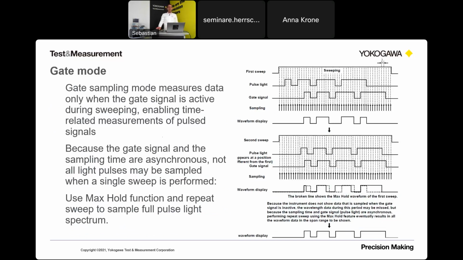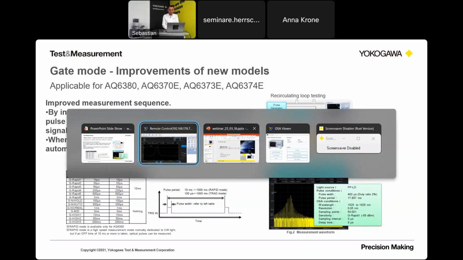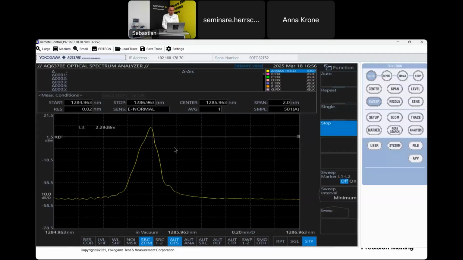This operation mode can be time-consuming, especially with older models which just have the classical gate mode implemented. With our newer models, like our AQ6370E, we have improved the gate mode to achieve higher measurement speeds, especially for recirculating loop tests. But this can also be applied to burst signals. And now we will have a short look at the benefit of this mode.